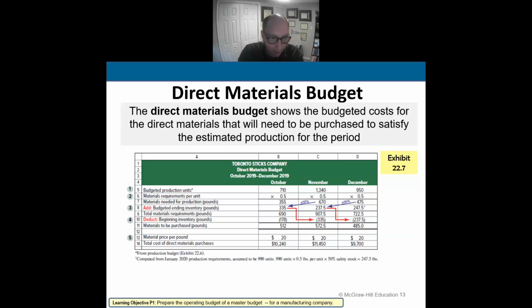Next, I'm going to add in the amount of the ending inventory that I desire, 355 pounds. So I want to end the month of October with 335 pounds of wood. So what that means is, if I need 355 and I want to end the month of October with 335, I need a total of 690 pounds of wood for the month of October.